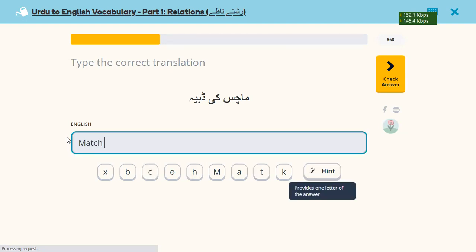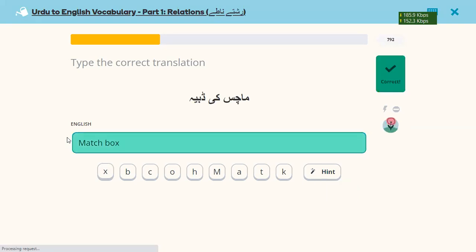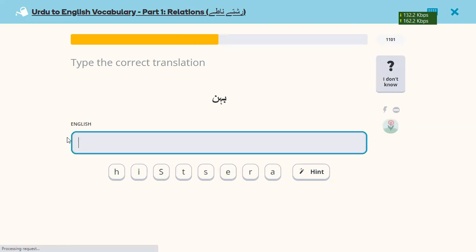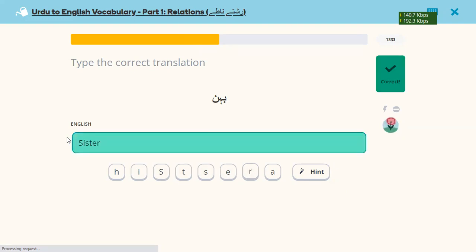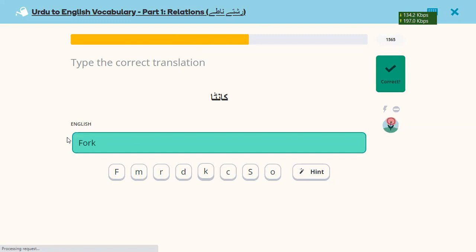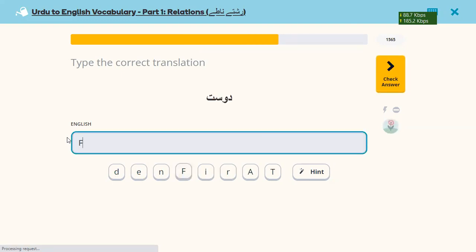Matchbox. Like Bengali. Candle, it's like saying Mombati, yes. Sister. Fork. F-R-I-E-N-D. Cupboard. Wardrobe. Okay. Almari. Cupboard.